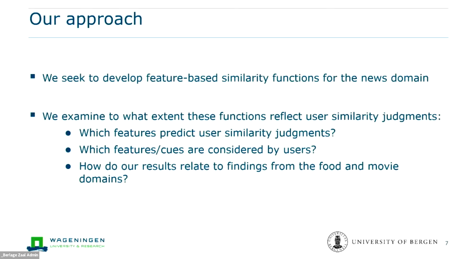So in our approach, we take this to the news domain, and we want to develop similarity functions that are feature-based. And for the occasion, we have just taken the functions that were used in those other domains and applied them to news with a few tweaks and adjustments that I will show in a minute. Furthermore, we examine to what extent these functions represent user similarity judgments. So which features predict user similarity judgments, which of these cues are actually considered, and how do these results relate to findings from the other domains?